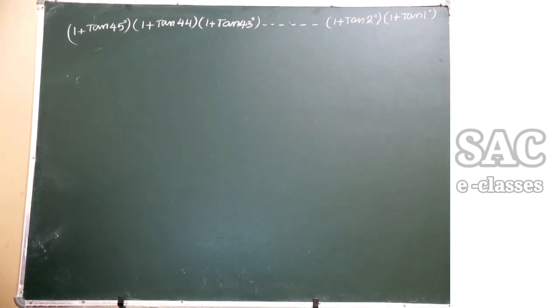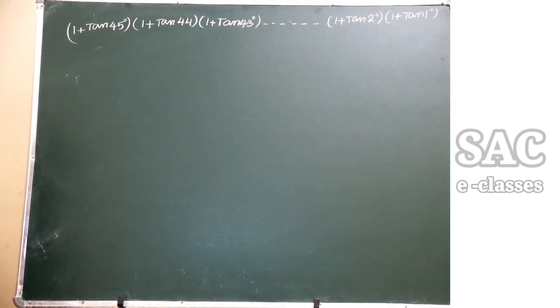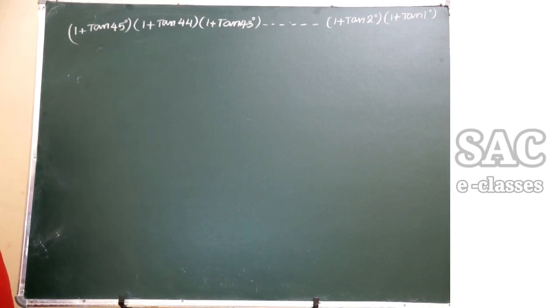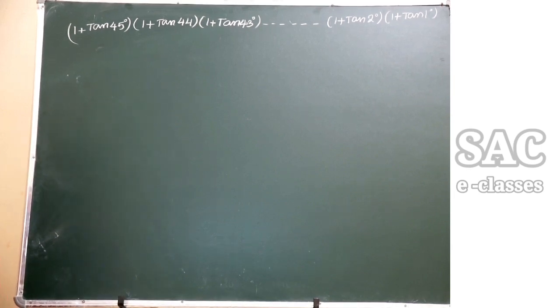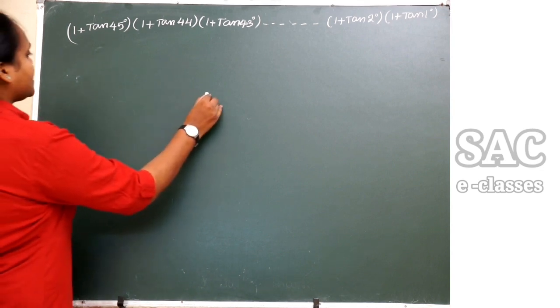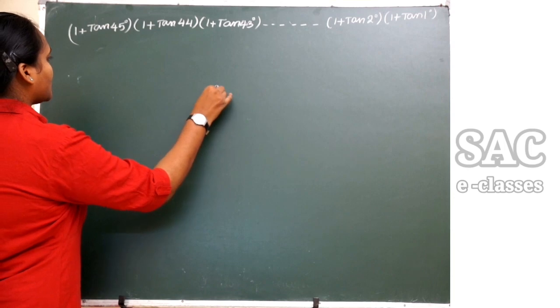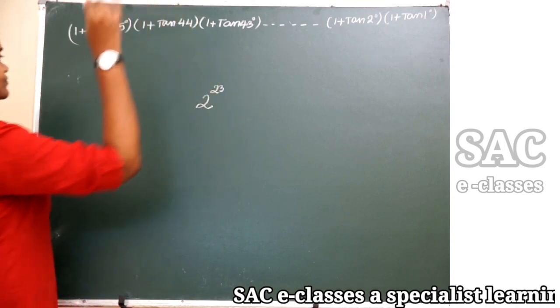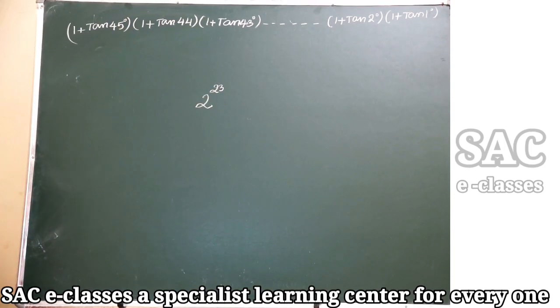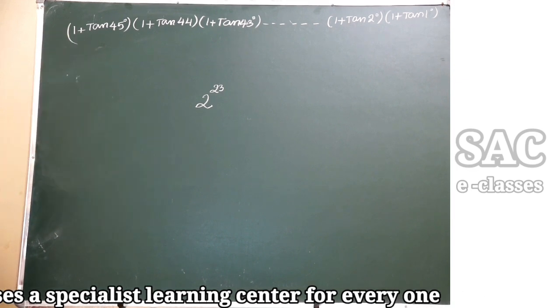The first problem we start with is (1 + tan 45°)(1 + tan 44°)(1 + tan 43°) and so on, down to (1 + tan 2°)(1 + tan 1°). The answer is 2 power 23. In what way I have solved this, I will show in just a second.